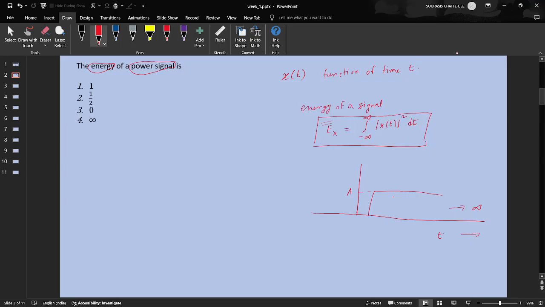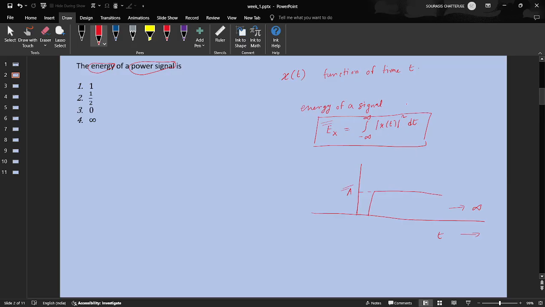Fine. Now let me answer this question. This signal, you can see it goes to infinity, right? Energy of the signal intuitively is how much energy the signal contains. If the signal goes to infinity and it has some finite amplitude A here, we can intuitively say, even without looking at the mathematical expression, that the energy content in the signal is infinite, because the signal itself goes up to infinite time.